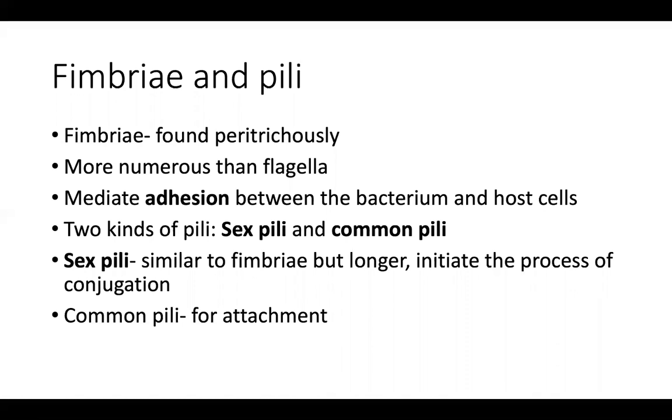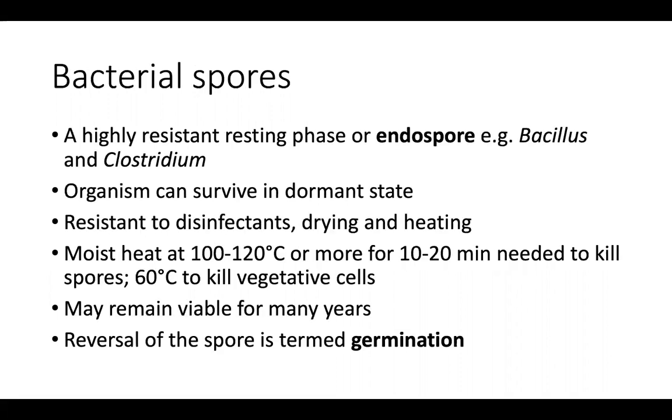Conjugation, as you learn when you look at bacterial genetics, is a process through which bacteria exchange genetic material, DNA material. So they do that using the sex pili. Then we have the bacterial spores. Not all bacteria produce spores. And when you're describing bacteria, usually we describe them like, is it capsulated? Does it form spores? Is it gram-positive? And so on.